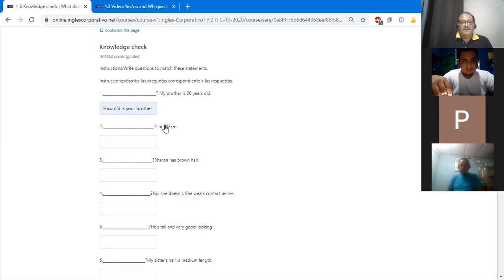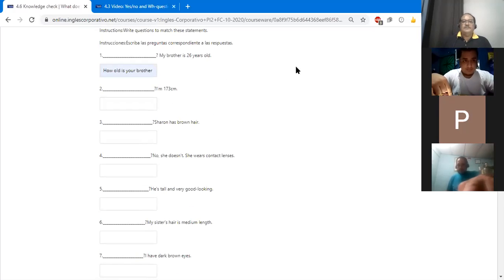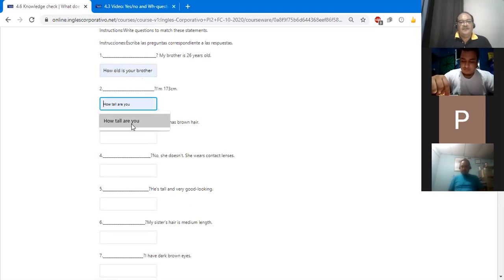And then here is similar. Pablo, what is in number two? What's the question? How tall are you? How tall, right? It's similar to this, but instead of how old, we use how tall. Okay, how tall are you? That's correct. Okay, and third.